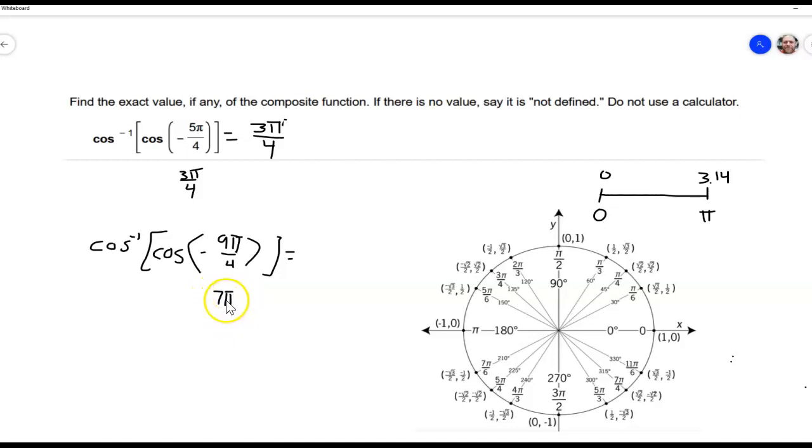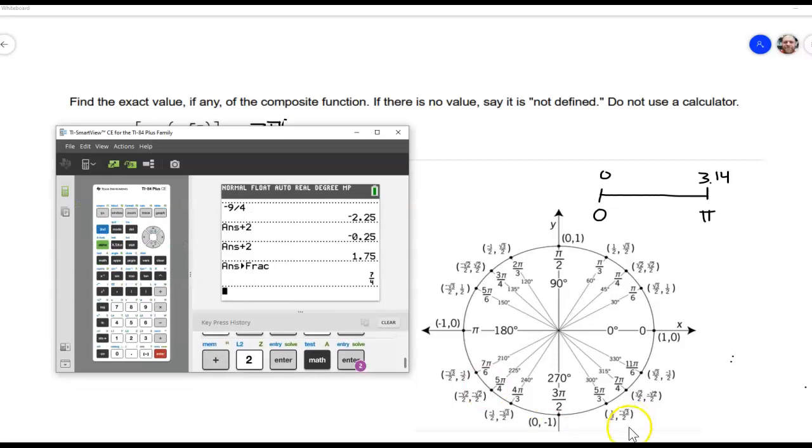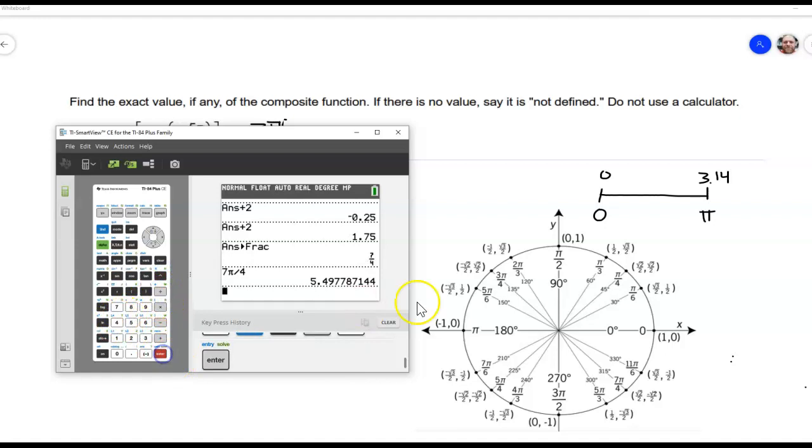So it's not the same angle, but it's pointing in the same direction as 7 pi over 4. So it's going to give me the same cosine value when I evaluate it. But as we can see, 7 pi over 4 is in the wrong quadrant. It is not in the upper half. So we can't evaluate that inverse cosine function yet. And if we also put in 7 pi over 4, we can see that that is 5.5, which is not inside our 0 to 3.14 domain. So no good. So how do we evaluate it?